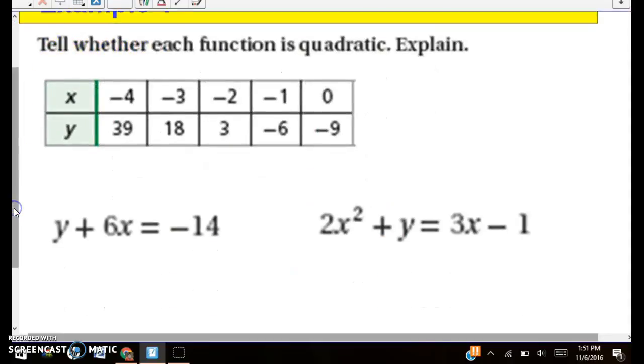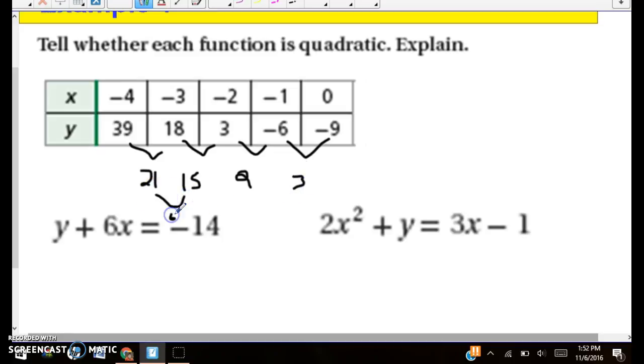Looking at these, let's see if we can tell if it is quadratic. Looking at the x's, yes, they are all going up by 1. And then the differences here, once we subtract them, you'll see the differences are all going to be the same. From 39 to 18 is going to be a 21 difference. That's going to be a 15 difference. That's going to be a 9 difference. And that's going to be a 3 difference. But the difference between all these is going to be 6. So yes, that one is going to be a quadratic.